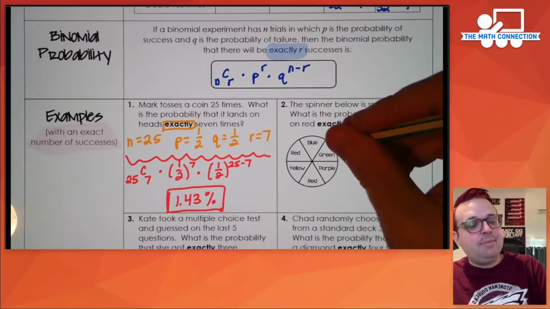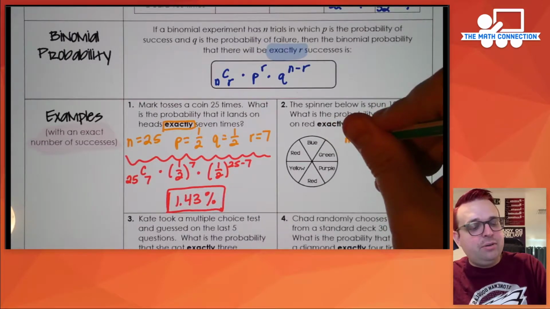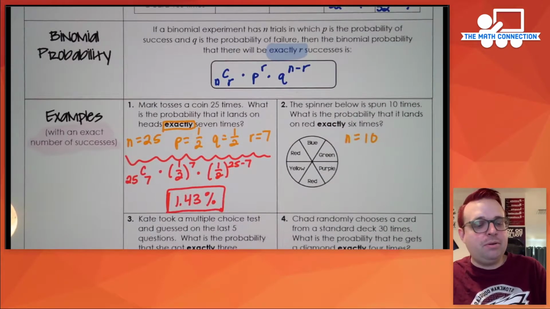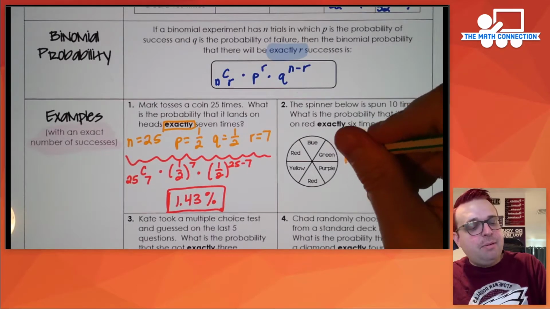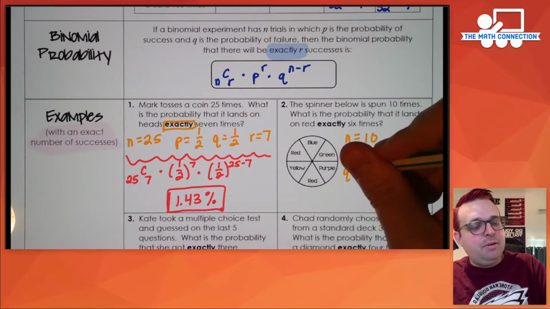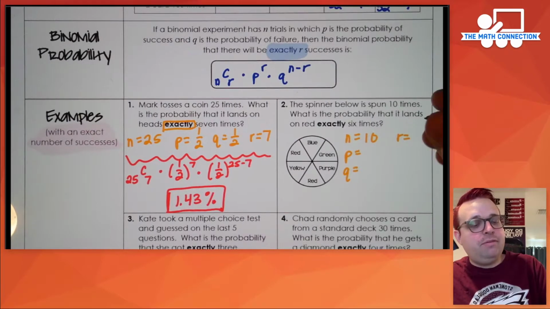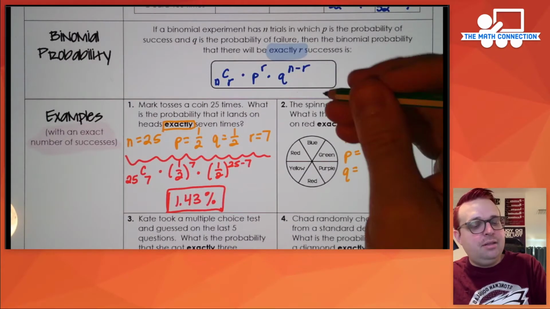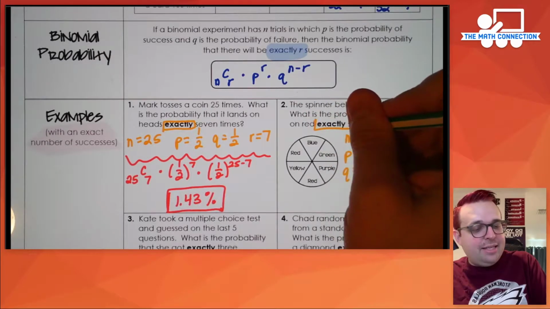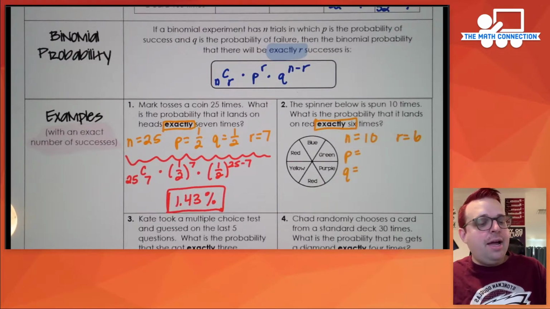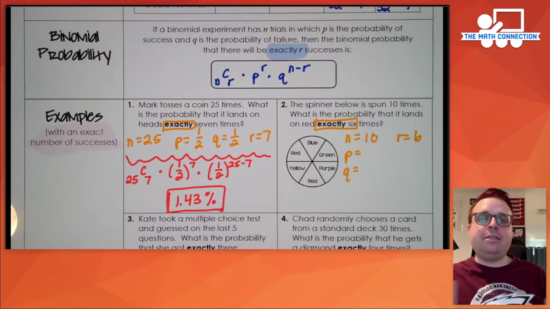So how many times do we spin it? That's the number of trials. Well, that's 10 times that we're spinning the spinner. And we need the probability of success, the probability of failure, and the number of outcomes we're looking for as successes, which is 6. They told us that right here. It's exactly 6 times. And so let's figure out the probability of success versus failure.